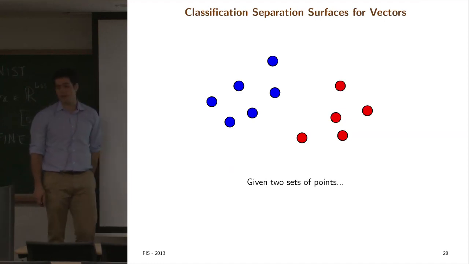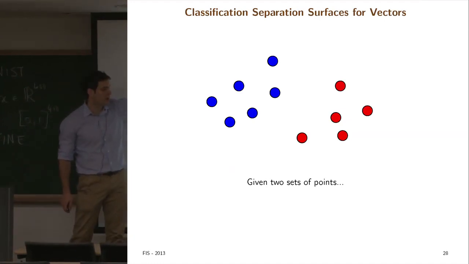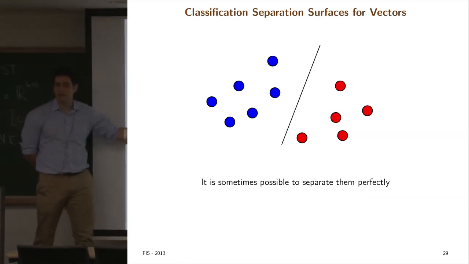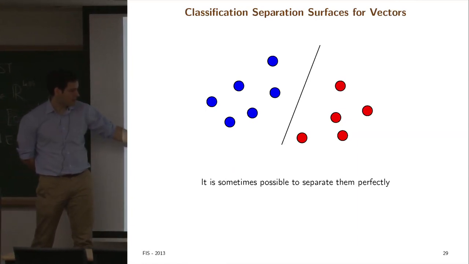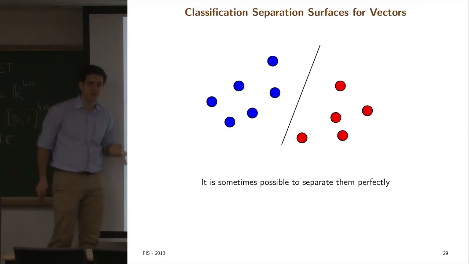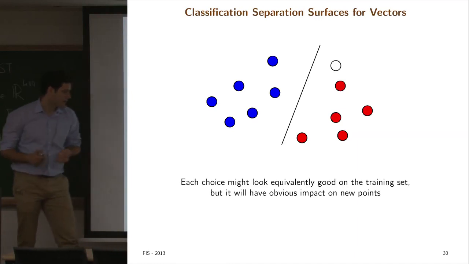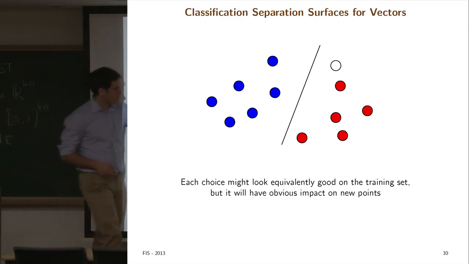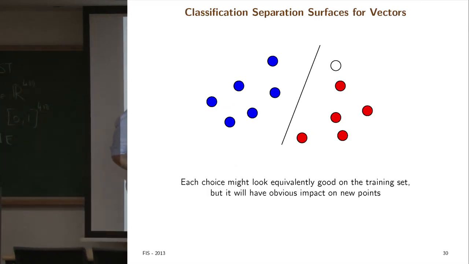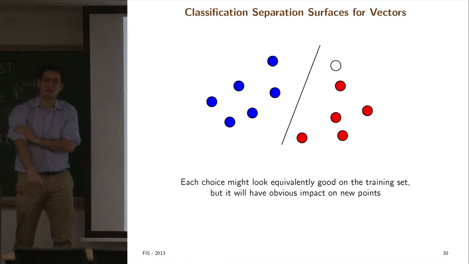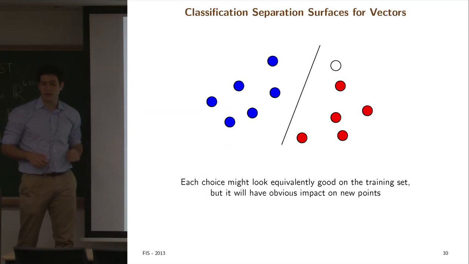Well, suppose we have 2 sets of points here, which are very well separated. We have blues here and reds here. Of course, it is sometimes possible to separate them perfectly, and in this case it is. So you might wonder what is exactly at stake. It seems very easy in this case. But when you choose one line, for instance, you might choose this line or this line or this line. They might all look equivalently good on the training set. But the problem is what happens when you have more points that appear after you have learned C and B.